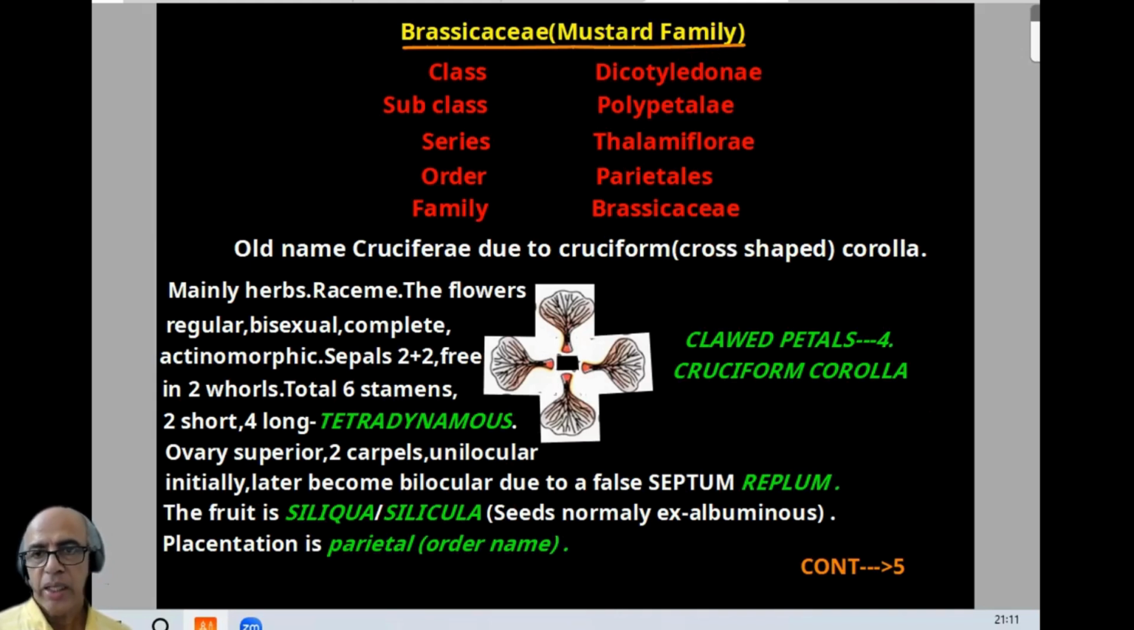And petals, we haven't discussed them. So here I separately wrote. Petals will be 4 and there will be a claw. Claw means the stalk-like area. Here you can find the stalk-like area, the claw. And it's cross-shaped, so it is called cruciform corolla. Now, next one, it's a diagrammatic representation, etc.